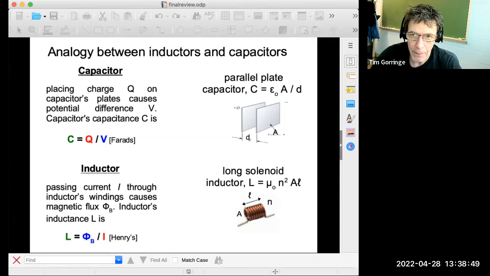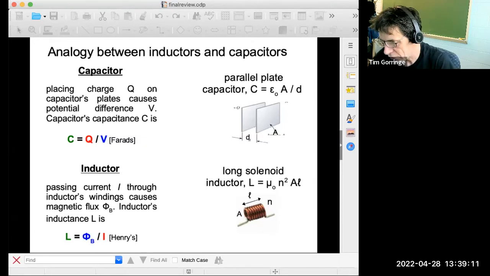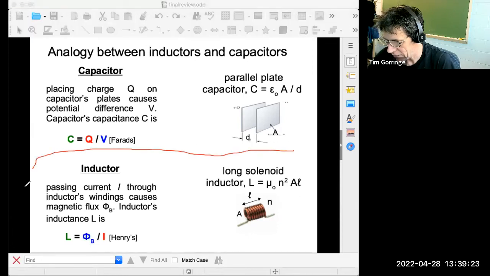Associated with transformer EMF is the concept of inductors. So inductors are devices in which if you change the current through them, that changes the flux through them, which induces an EMF in the inductor. And these also are circuit components. And so we introduced the concept of inductance here on this slide. It's this lower portion here.